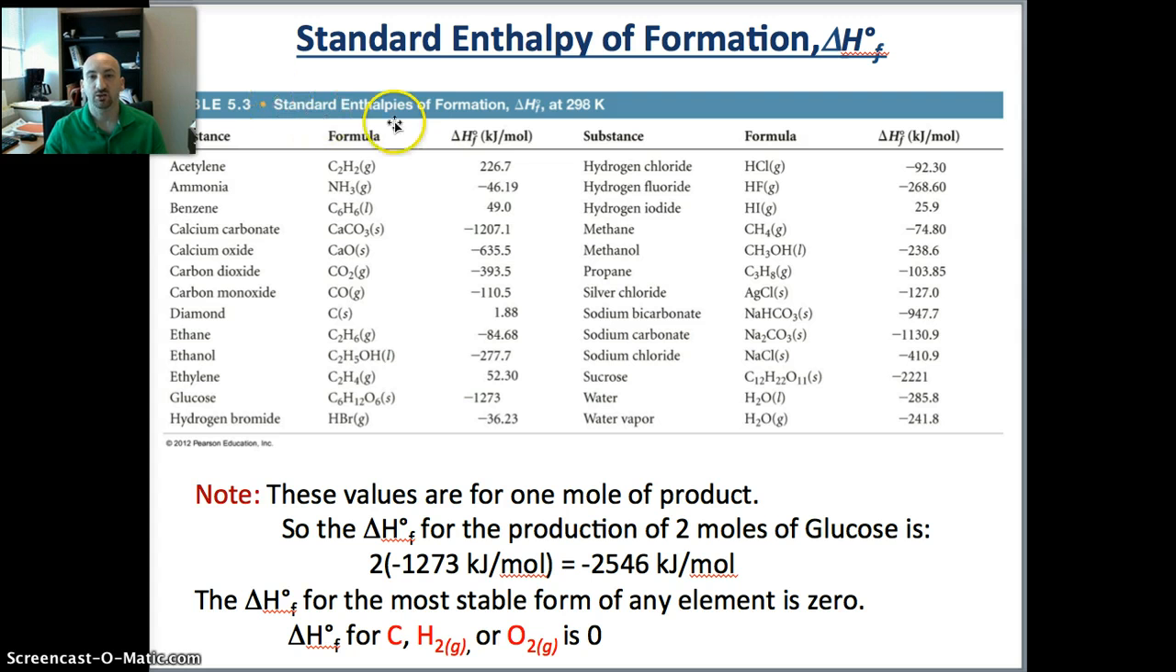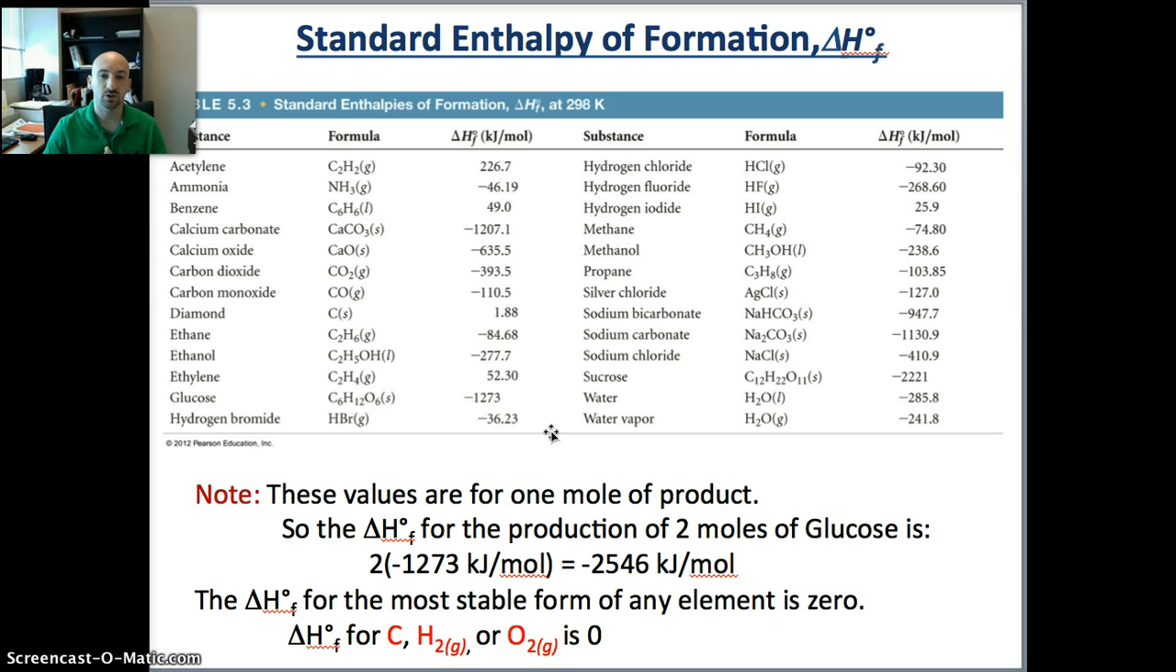So here are the standard enthalpies of formation, so delta H naught F. This is under standard states, 298 Kelvin and 1 atmosphere. And you can see that you can look at something like glucose, and it has a delta H naught F of about negative 1,273 kilojoules per mole. All right, you don't need to memorize this chart. It would be given to you.